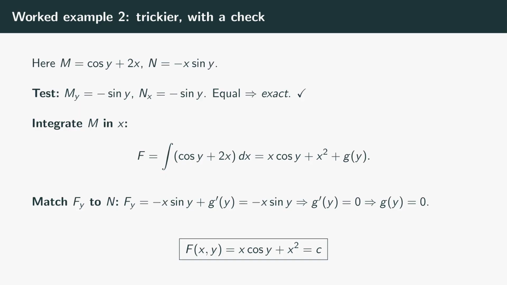Now a slightly trickier one with trig functions. The equation is the quantity cosine y plus 2x times dx minus x sine y times dy equals 0. So m is cosine y plus 2x and n is minus x sine y.